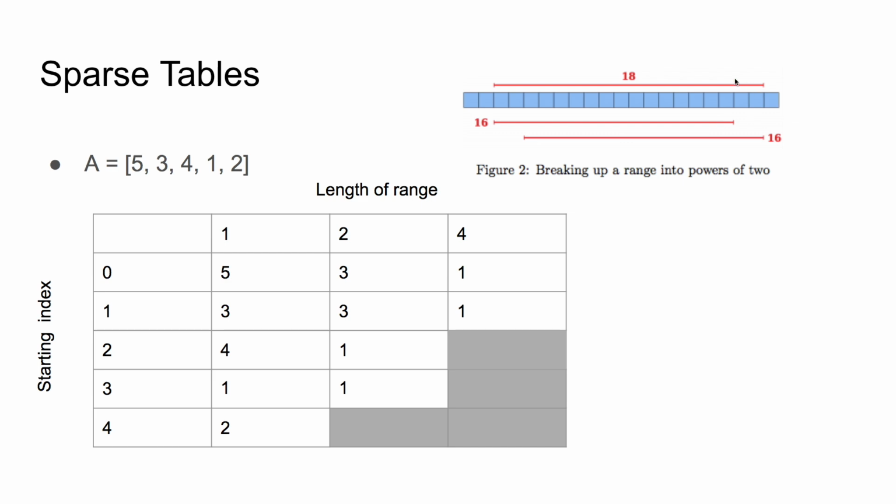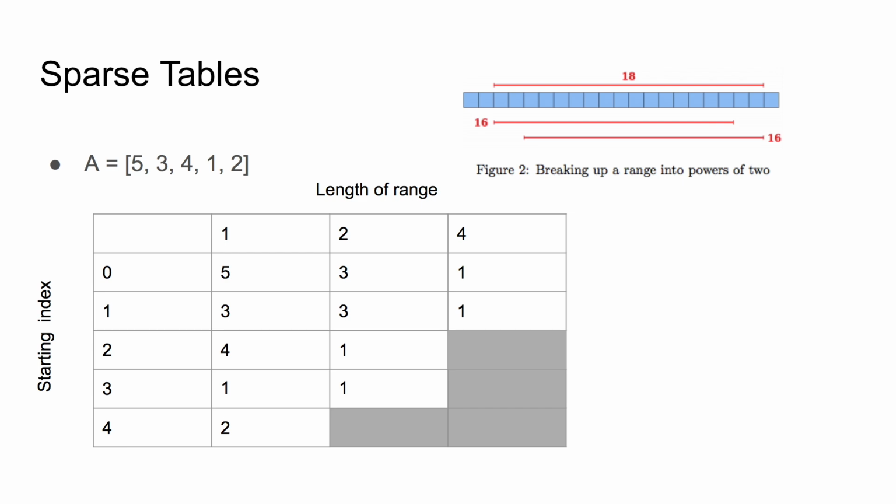Once we find that, then we can just look at i to i plus 2 to the k, that is, the half range basically, and then j minus 2 to the k to j. And if we take the minimum of those two unions, then we'll answer our range minimum query.